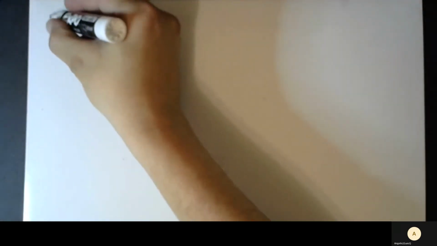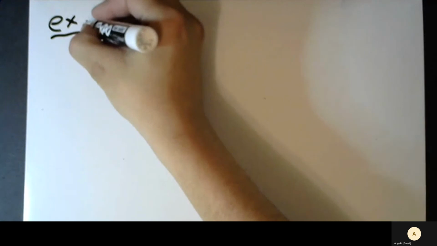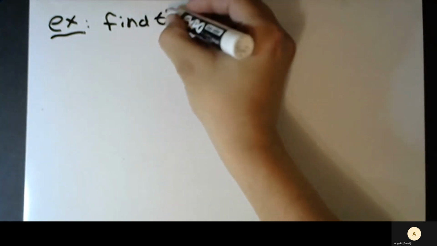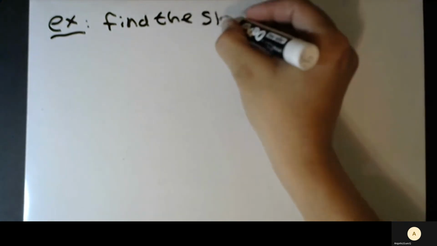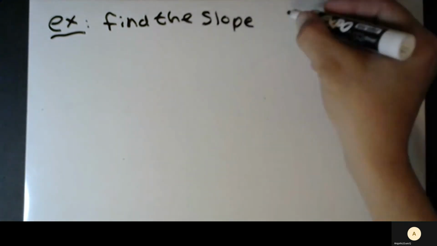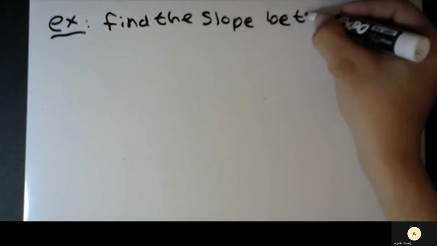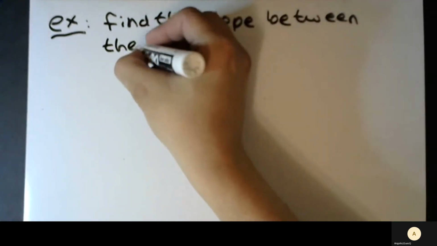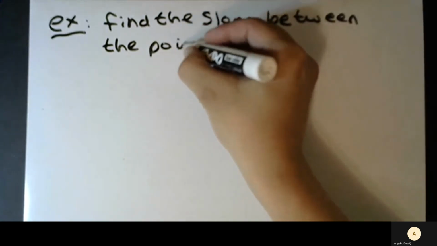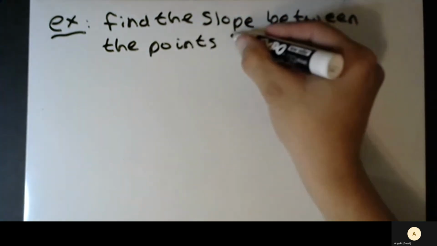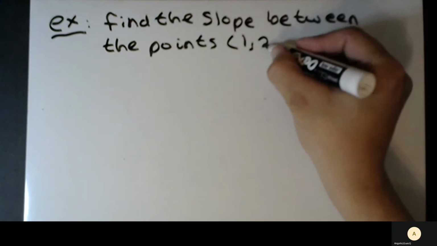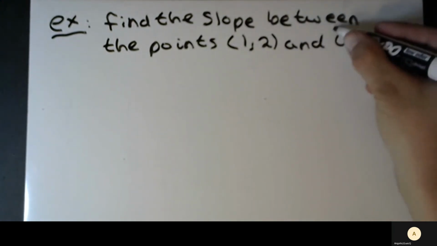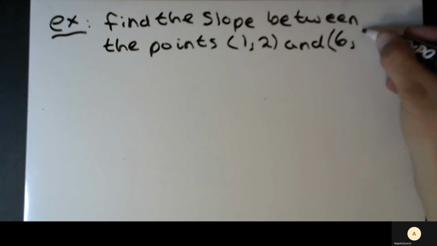So, for example, find the slope between the points 1, 2, and 6, 4.